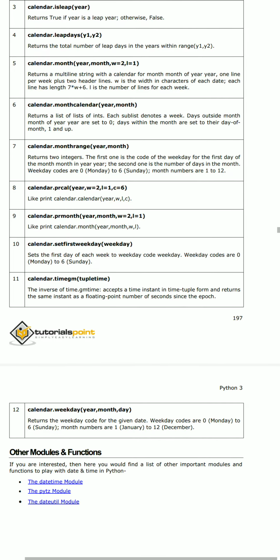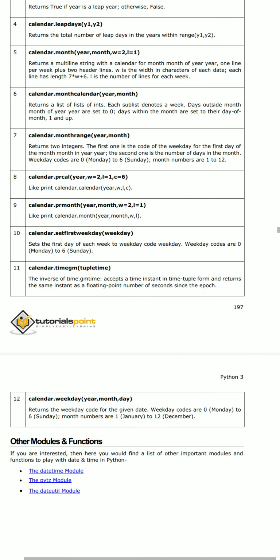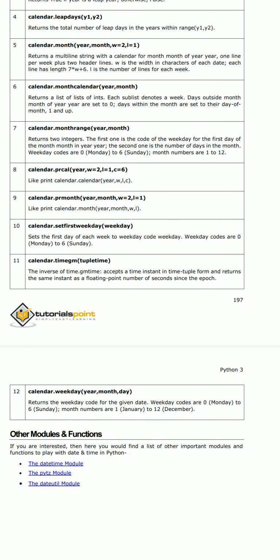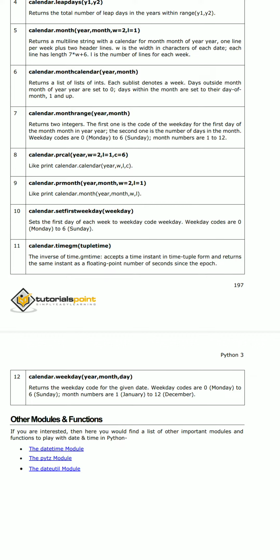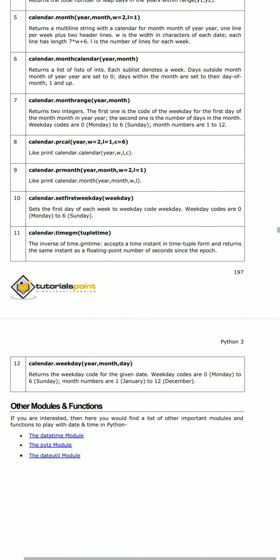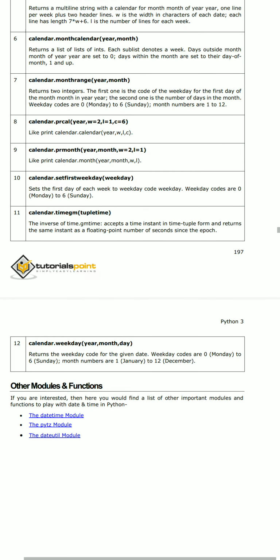Next one is the month method. This method returns a multiline string with a calendar for the month of the year. Next one is monthcalendar, which returns a list of lists. Next one is monthrange. It returns two integers. The first one is the code of the weekday.